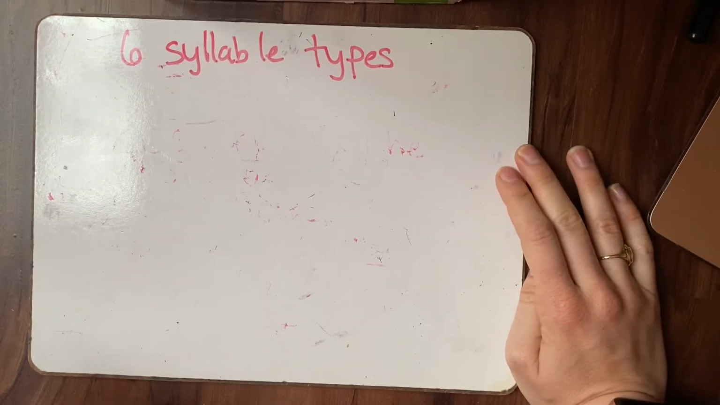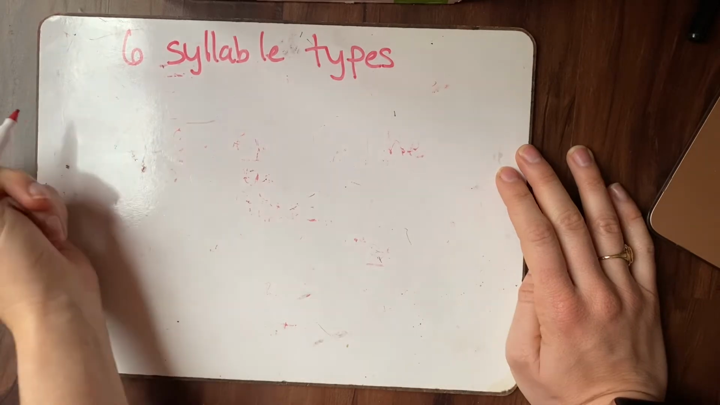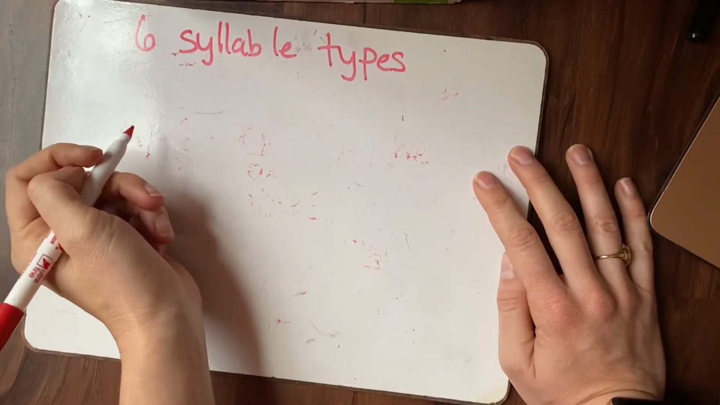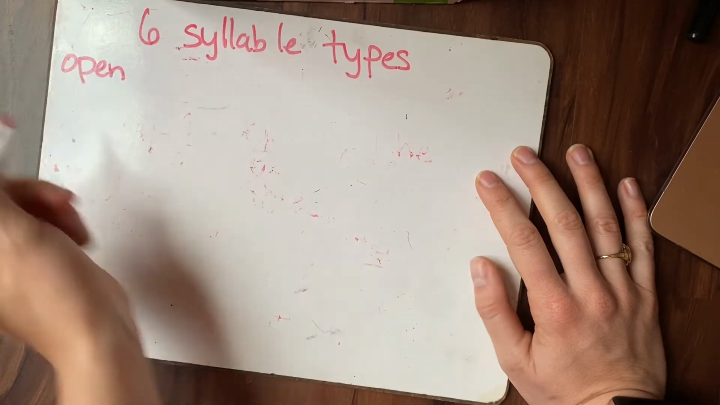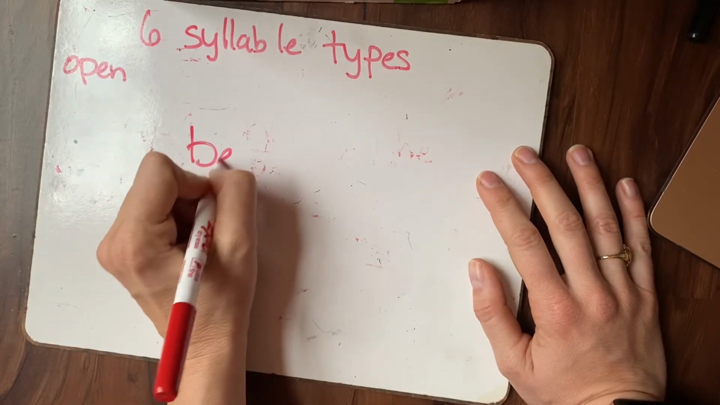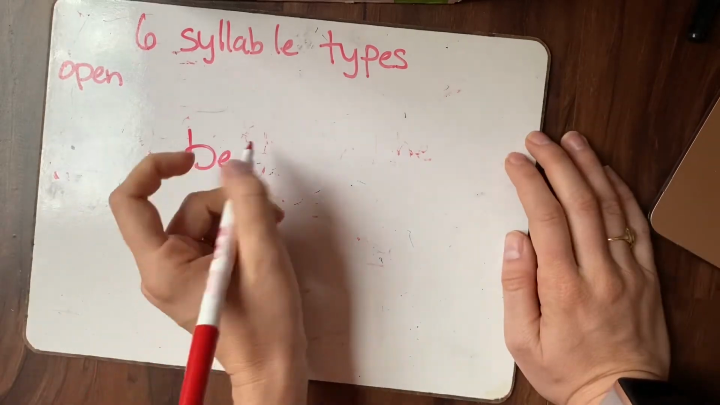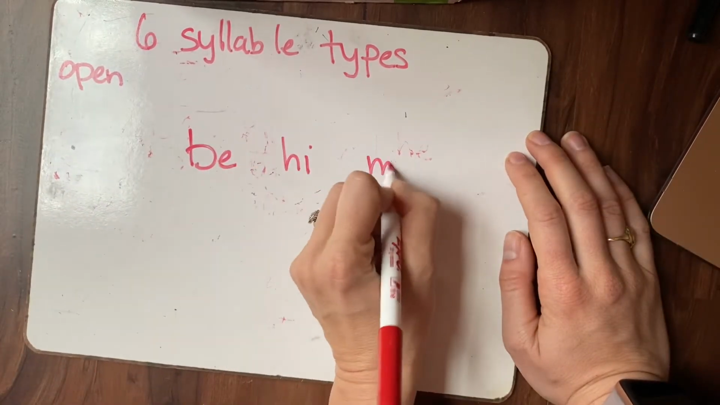Now, the biggest piece to remember is that we have the rules, but we also have to think of them as being flexible. So there's options within the rules. I found that the easiest way to start teaching these different types is to start off with an open syllable. And what I mean by an open syllable is I might have the word like be, or I could have hi, or I might have my.